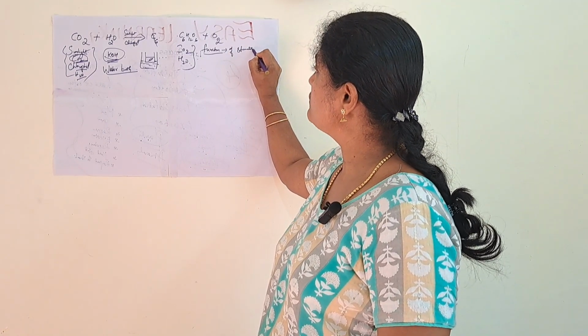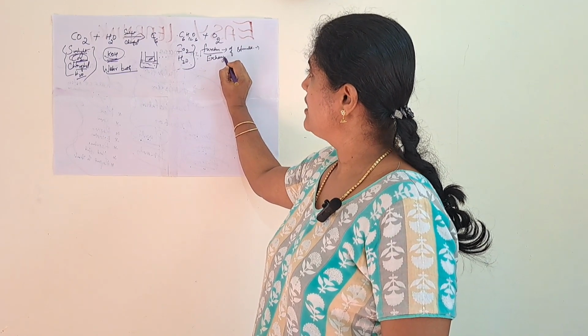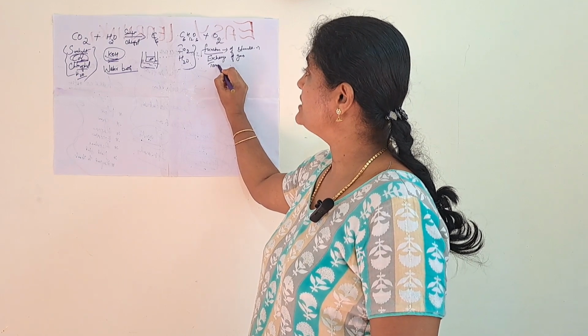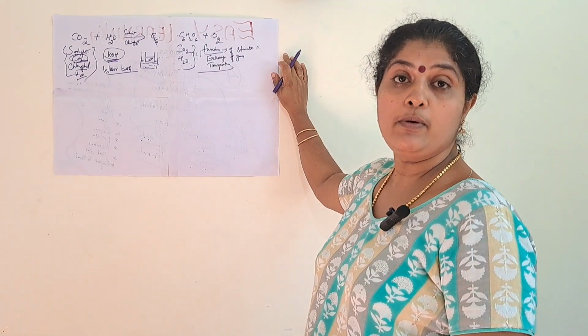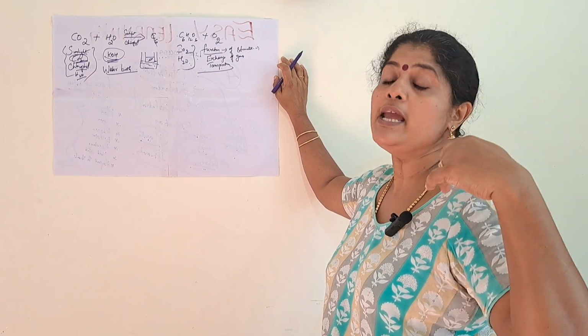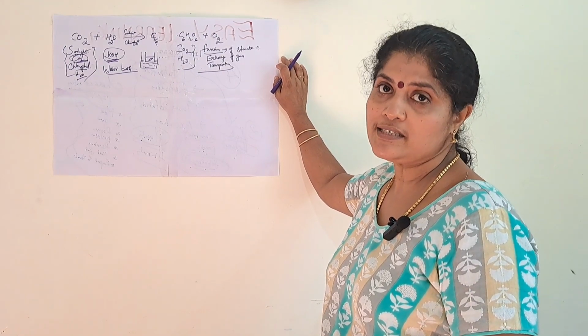So, the main function of stomata, one is exchange of gases, and the second function is transpiration. So these are the two main functions. Transpiration, you will be able to know that the water which is present in the plant goes to the atmosphere in the form of vapor. That process is known as transpiration.